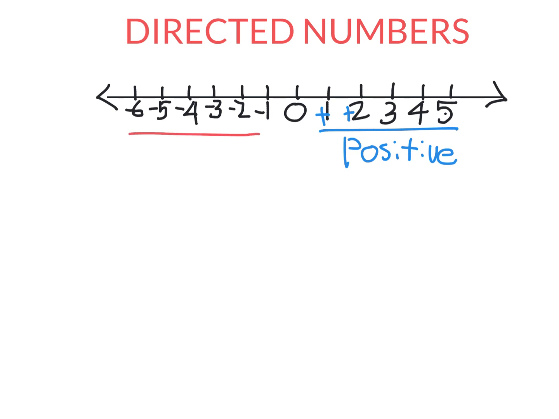To the left of 0 are the negative numbers. So these numbers have a direction sign in front of them. That's why we call them directed numbers. This sign here just means below 0. So -6 means 6 below 0. -2 means 2 below 0.